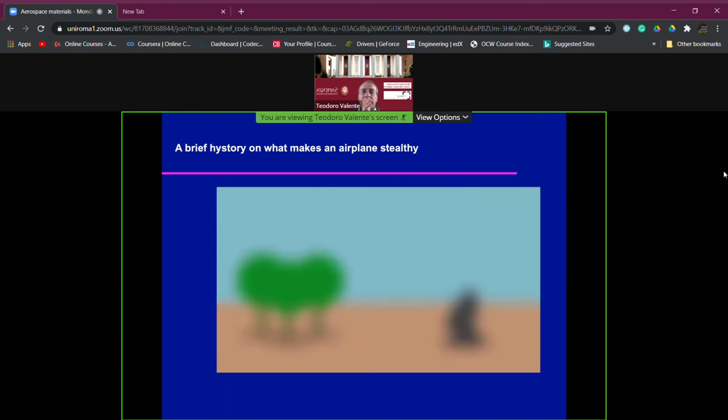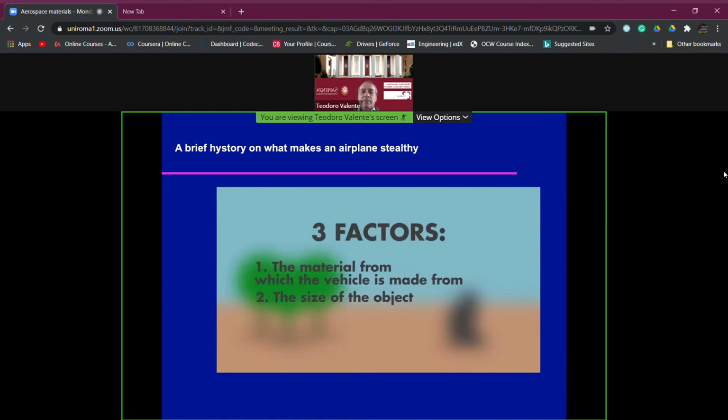The RCS is mainly composed from three factors. Number one, the material from which the vehicle was made. Number two, the size of the object, both in terms of the absolute size and the relative size compared to the radar's wavelength. And number three, the angle of incidence from the radar wave and the reflected wave.